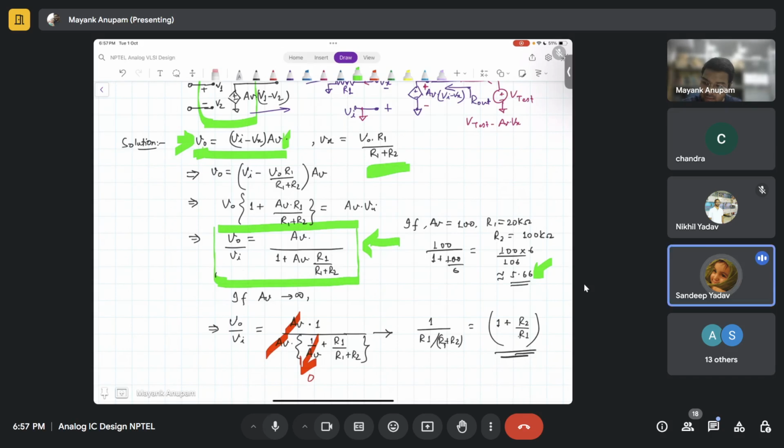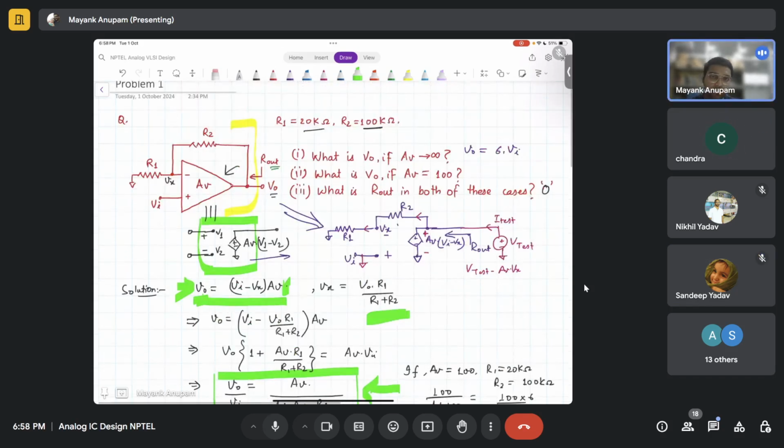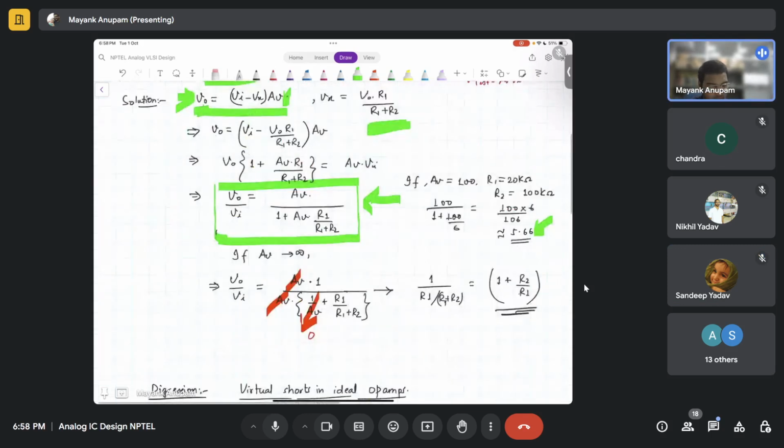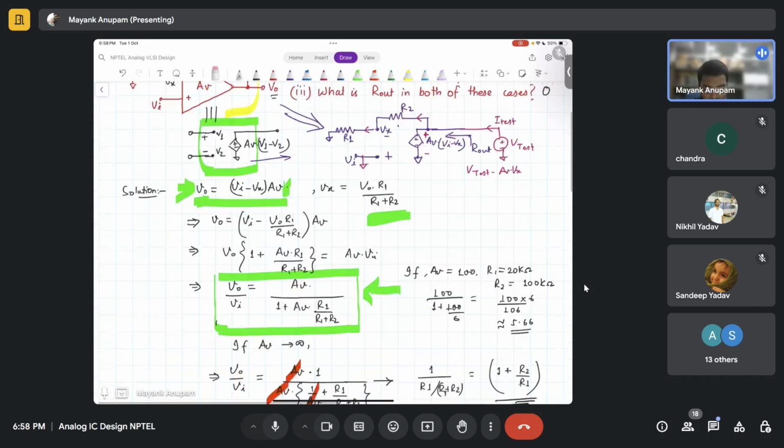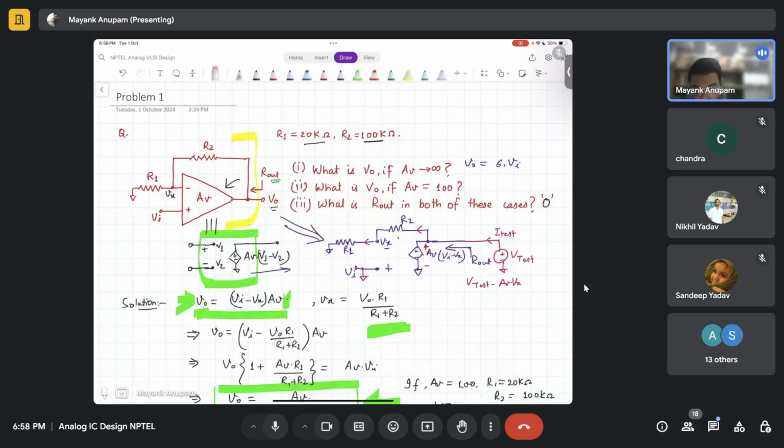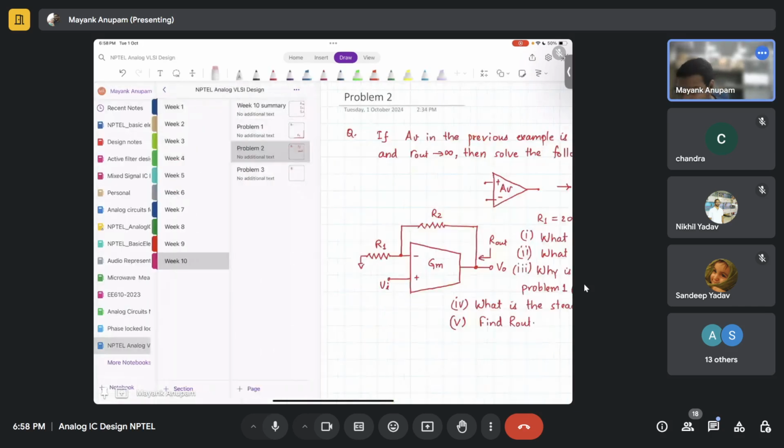So if the op amp gain was not infinity, the overall closed loop gain dropped from 6 to 5.66, right? So the first priority is that we need to have infinite gain. That is the first priority, infinite DC gain. Okay, now let's see.